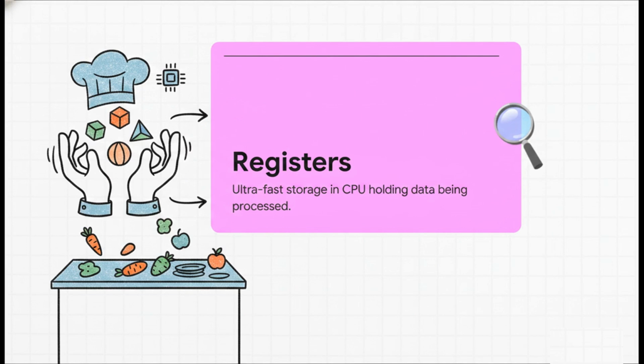So, where do you hold ingredients in the exact middle of cooking? Registers. These are ultra-fast, microscopic storage locations right inside the CPU. If RAM is the kitchen counter, registers are the chef's very own two hands, holding the exact ingredients being actively chopped at that precise microsecond. It is literally the absolute fastest storage available.